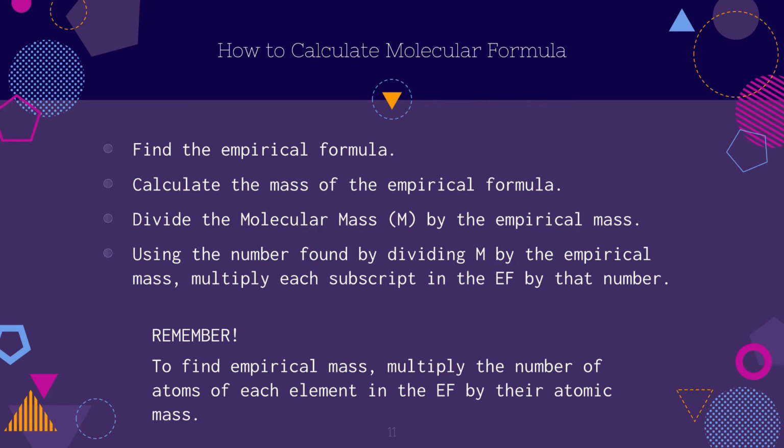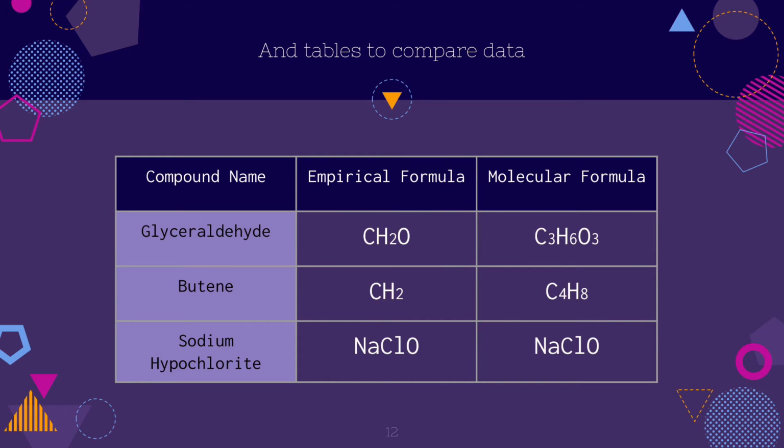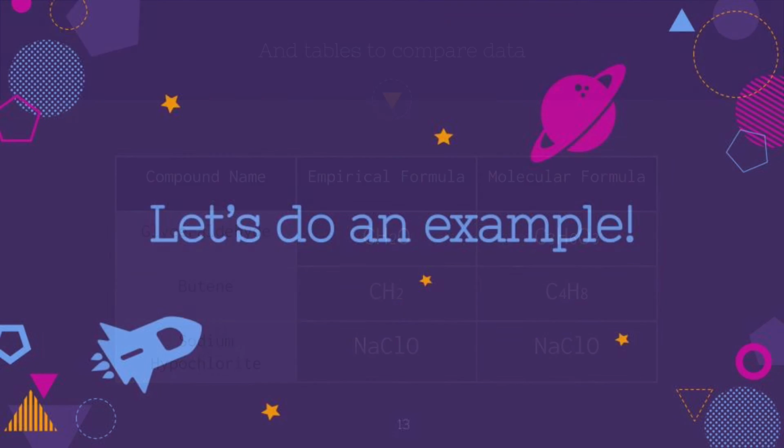Remember, to find empirical mass, multiply the number of atoms of each element in the empirical formula by their atomic mass. This chart shows a compound, the empirical formula, and the molecular formula. As you can see, there are some differences, like CH2O. The molecular formula for that is C3H6O3. Let's do an example together.